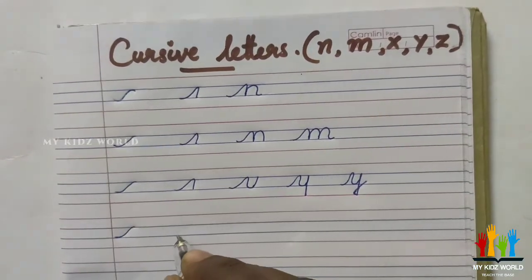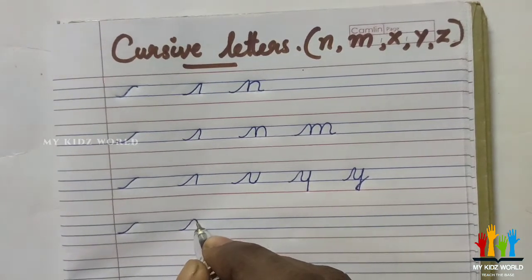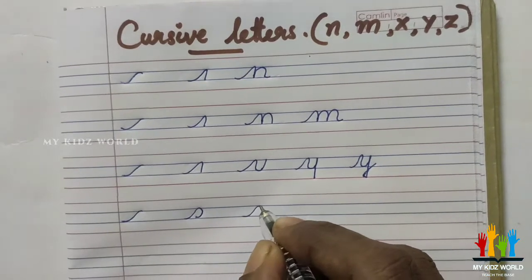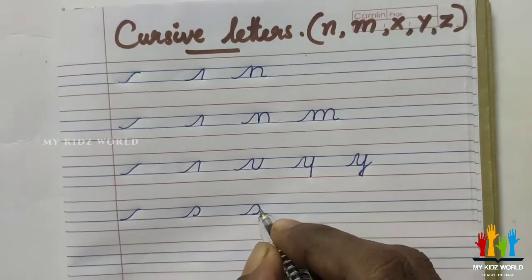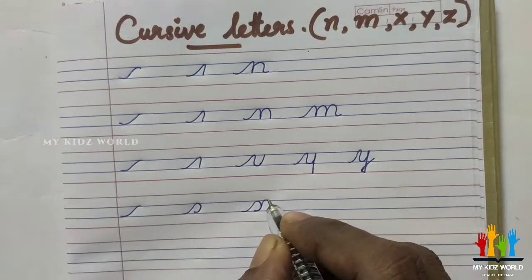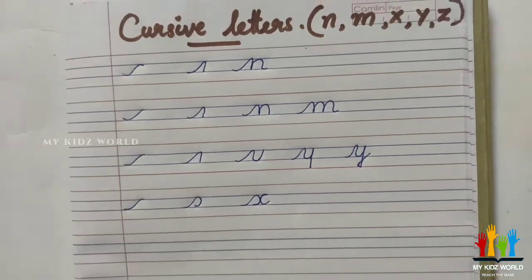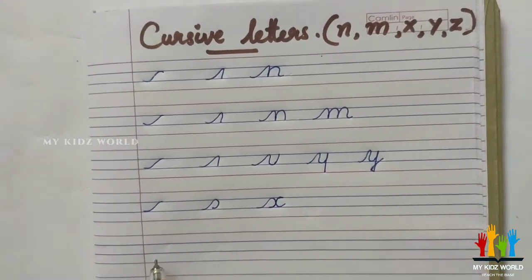Draw the stroke, then draw the stroke, make a curve. Draw the stroke, make a curve, go back, touch the second line, make a C curve. The letter X. Then letter Z.